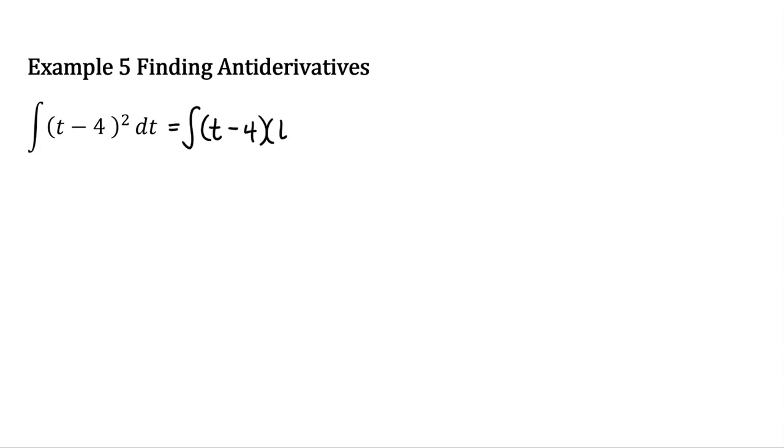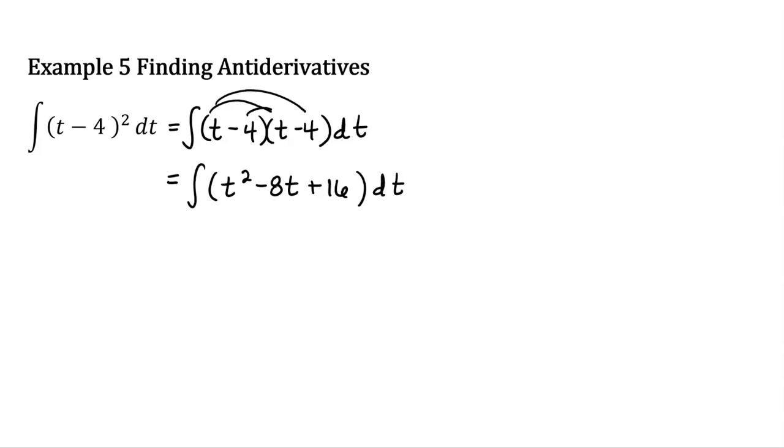So I'm going to take this t minus 4 and actually square it out, which leaves us on the inside with the t squared minus 8t plus 16. That's after you FOIL and combine like terms. So I did all this, and then I combine my like terms. And now we know that we can break this up into 3 separate integrals. So I am now integrating each term individually.